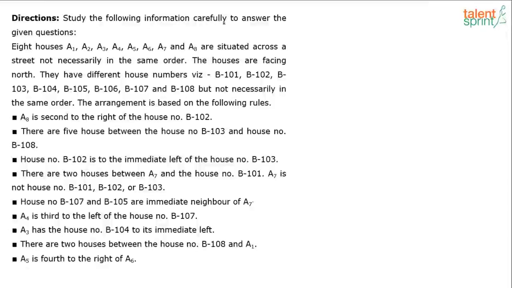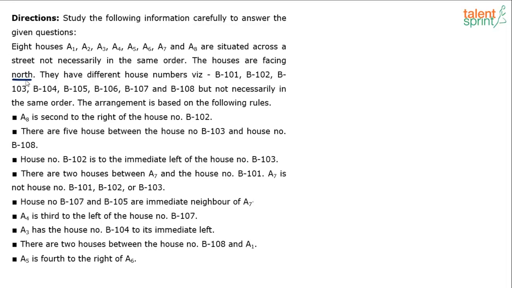Study the following information carefully to answer the given questions. 8 houses A1, A2, A3 and so on till A8 are situated across a street, not necessarily in the same order. The houses are facing north. Now this is an important point, right?